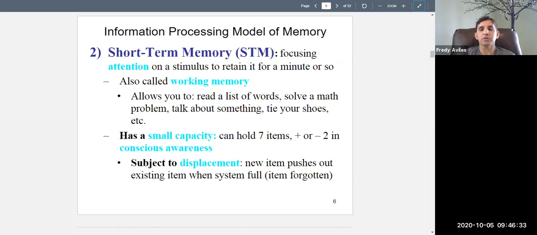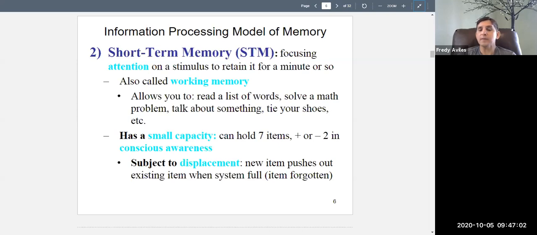Whenever you're doing anything, whenever you're working with any information, whether it's numbers, whether it's words, or even if you're doing something physically, you are using your short-term memory, which is also called working memory. Most psychologists call it working memory. I like to call it short-term memory because it implies that it only lasts a short time, but it's also called working memory. Short-term memory has a small capacity.